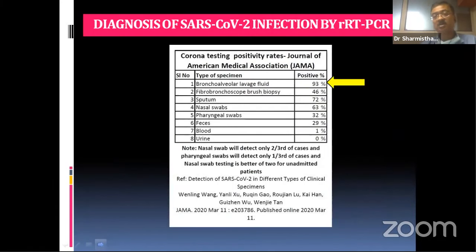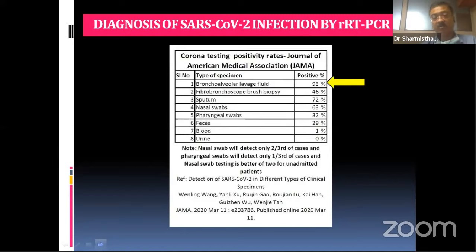Now, why do we go for RT-PCR? Now, this question comes. The bronchoalveolar lavage fluid has a positive percentage of 93%, whereas the nasal swab and pharyngeal swab have a positive percentage of only 63 and 32%. So even if you take both the swabs together, out of 3 you are about to miss 1 patient. That means it can be positive in 2 patients out of 3. So the chance of getting a false negative is also very high.